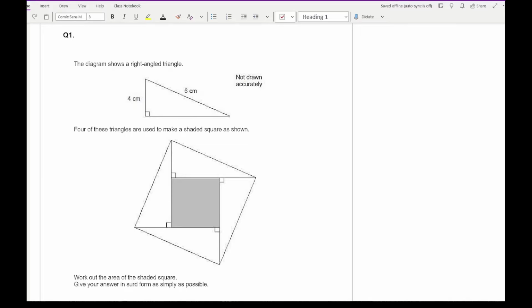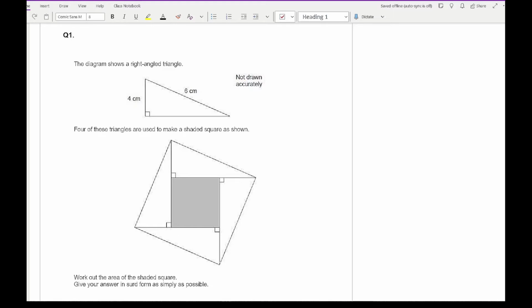So looking at this question, it says the diagram shows a right angle triangle and it's got a height of 4 and a hypotenuse of 6. 4 of these triangles are used to make a shaded square as shown. Work out the area of the shaded square. Give your answer in surd form as simply as possible.